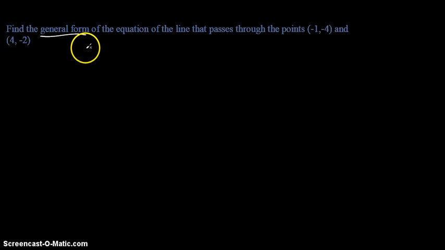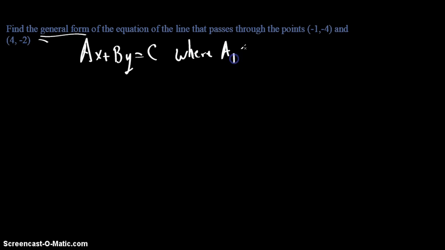We had slope intercept, y equals mx plus b. We had point slope, which was y minus y1 equals m times x minus x1. Now we have the general form. You guys have seen this, you haven't really used it. It's a little different. So our general form of an equation is ax plus by equals c, where a, b, and c are integers.